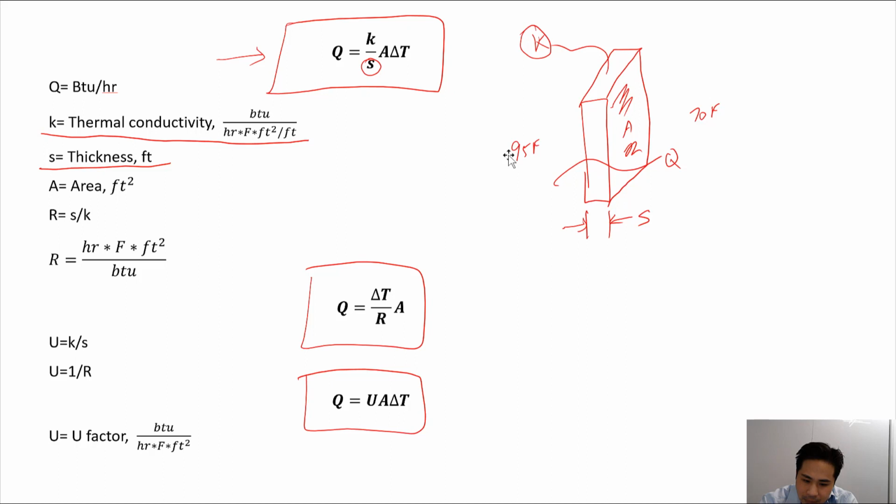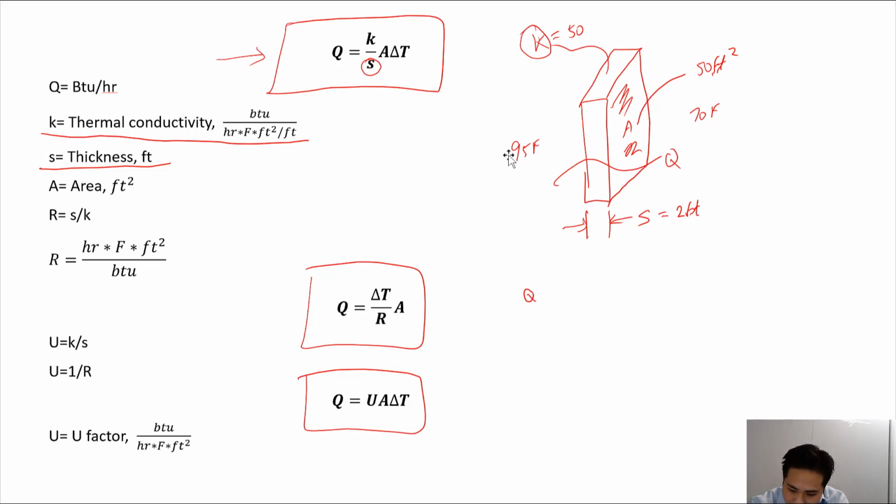And what I'm going to do now is plug the values into the formula. So let's say K is, in this example, I'm going to just make it up as 50. The S, let's just call that 2 feet. And the area, let's make that 50 square feet. And plug it all into the formula.